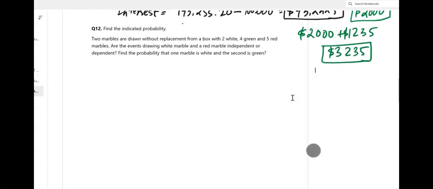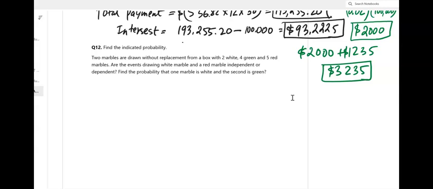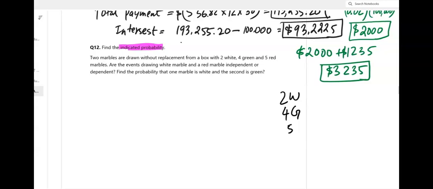Okay, the next question, question number 12. All right. So this is about the probability. Find the indicated probability. Two marbles are drawn without replacement from the box with 2 white, 4 green, and 5 red marbles. So let me put down here 2 white, 4 green, and 5 red. And total marbles is going to be obviously 11 marbles.